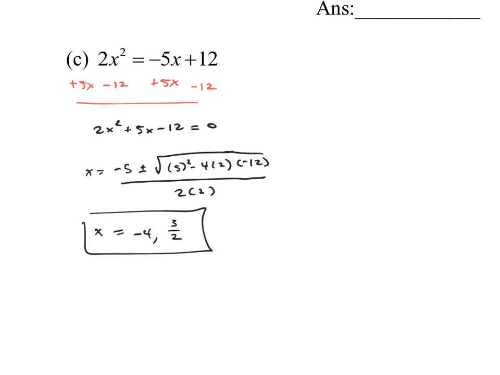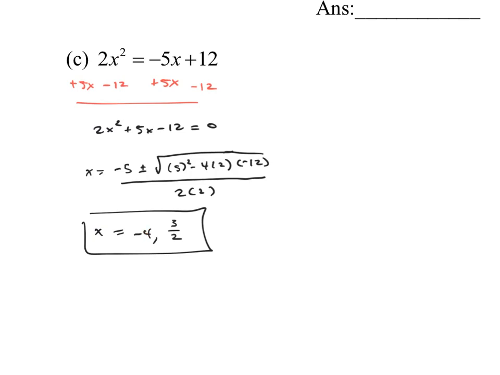How do I know if those answers are right? Again, all you have to do is plug the answers into the original equation. So the answer was a negative 4. I'd plug in negative 4 to the left-hand side, get a number. Negative 4 squared is 16. 16 times 2 is 32.